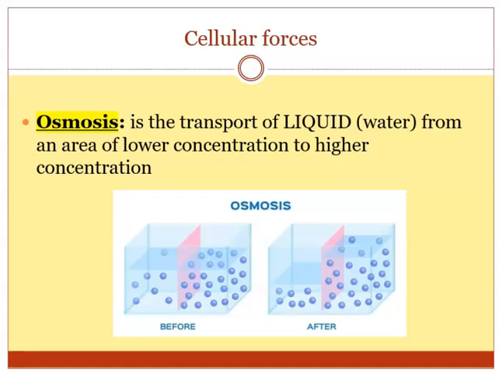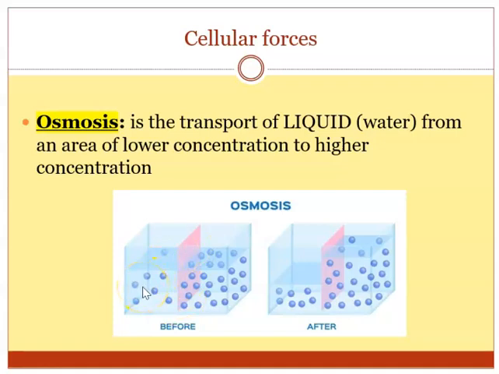So let's look at the image in the slide. Remember, when we're looking at this image, we're looking at the movement of the liquid or the water. We're not trying to look at the movement of the little balls that's representing the concentration. We're looking at the movement of the water. So let's look at our before image. We have a semi-permeable membrane represented by this light pinkish color.